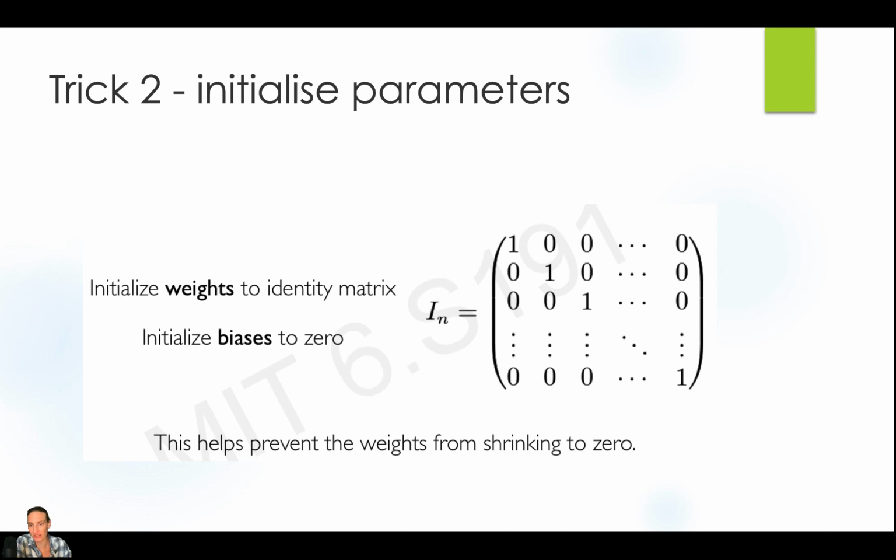Second trick, initialize the parameters of the network. Usually we do random initialization, but there are actually better ways if you're dealing with vanishing gradients. Apparently, if you initialize to an identity matrix, remember what that is, like the picture here, we have 1s on the main diagonal and 0s otherwise. This will help prevent the weights from shrinking to 0.